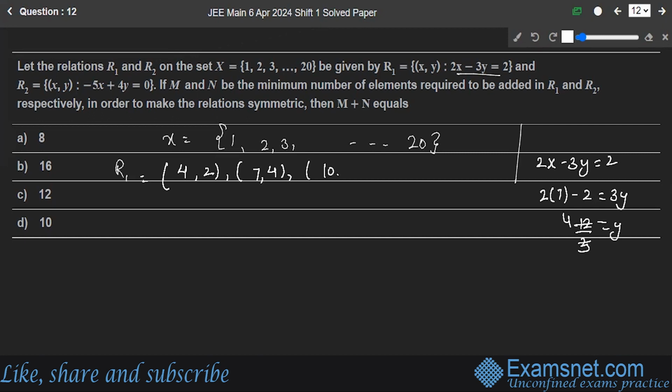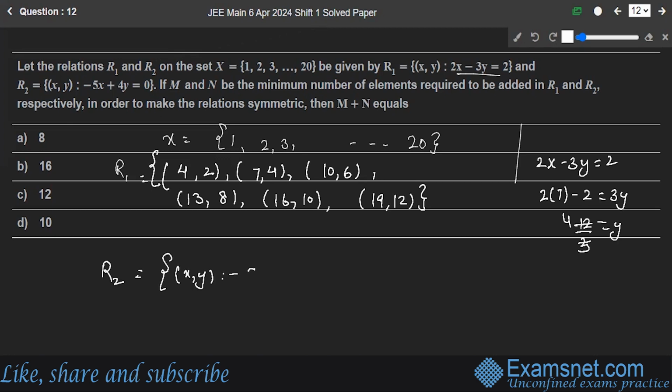And then you will have 10 and 6, 13 and 8, 16 and 10, and 19 and 12. These are the elements, the ordered pairs for R1. Now, R2 says it is the set of ordered pairs X and Y such that minus 5X plus 4Y is equal to 0.